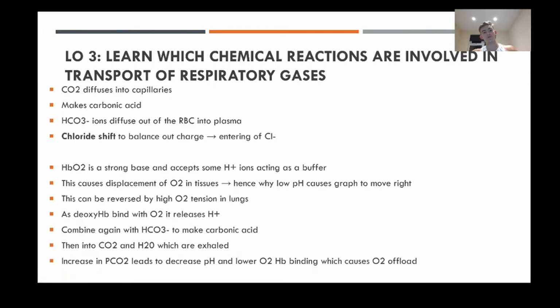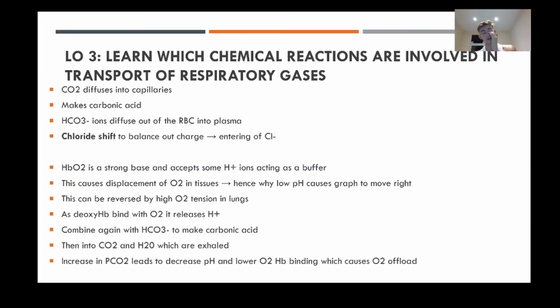So what happens when we use up oxygen and the CO2 is produced in the muscles? Basically the CO2 diffuses into capillaries and combines with water in the blood to make carbonic acid. Then in the red blood cells, the HCO3- ions diffuse out into the plasma, and because they're negatively charged, we need something to balance out this charge. So the chloride shift occurs to balance out the charge, with the entering of chloride ions, which are also Cl-.